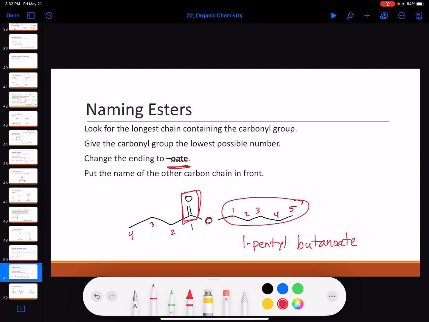Okay. Esters tend to smell really, really good. A lot of the fruit smells, raspberry, pineapple, banana, all come from esters. Wintergreen is an ester, the smell of wintergreen. Rum, a lot of different things have esters in them that give them good smells.